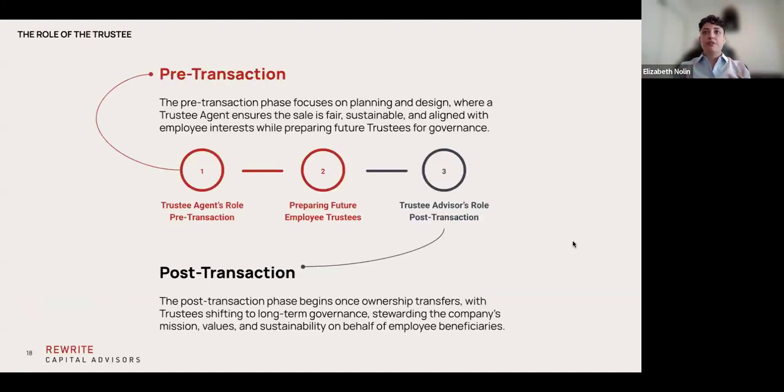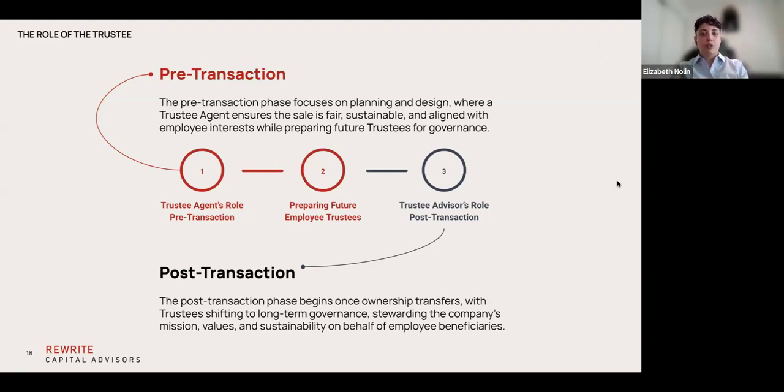I want to talk briefly about the different steps in the transaction because there's a lot of different terms and we have the trust at one point, we don't have it at other points. So let's just talk about how the trustee's role can change throughout the steps of the transaction. So if we look at it like a timeline, before the transaction occurs and before the trust is formed, it's best practice to have someone called a trustee agent. So if you don't have a trust quite yet, you can't have trustees, which is why this person essentially acts as the buy side during the transaction.